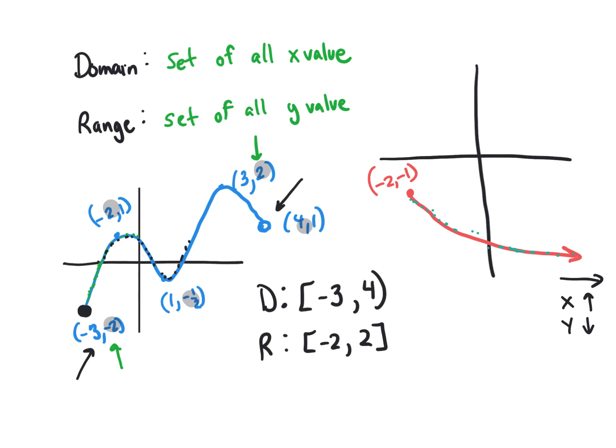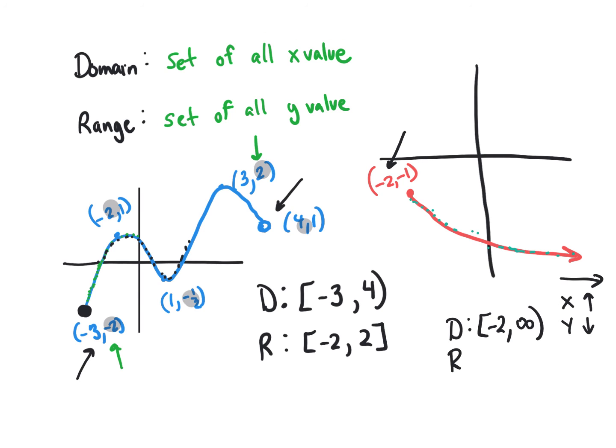So when I think of my smallest x, my smallest x is going to be this -2. And it's a closed circle, so it's going to be included. But the x's keep getting bigger and bigger as it goes off to the right. So the domain is going to be -2 to infinity because it keeps getting bigger and bigger.